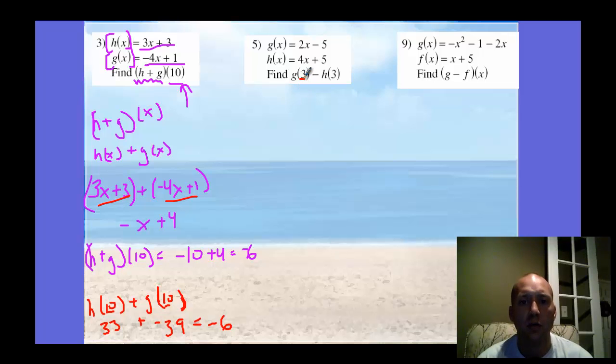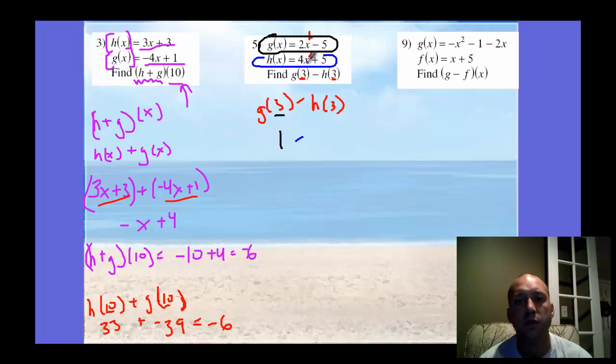So in number 5 here, again, we're plugging 3 into both functions for x, and then we're going to subtract them. So g of 3 minus h of 3. Plugging 3 in for g of x, you're going to do 2 times 3 minus 5, which is 1. Then we repeat that right here. We're going to subtract h of 3. So we're going to plug 3 into the second function. So 4 times 3 is 12, plus 5 is 17. And so if we subtract that, we have negative 16.